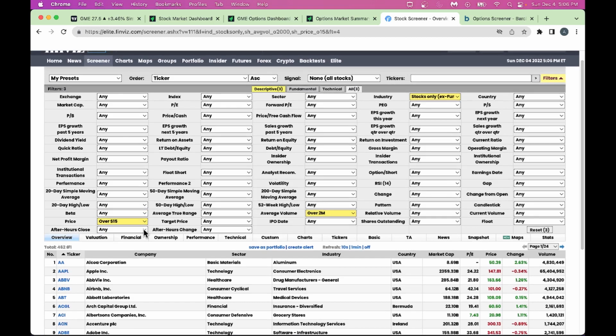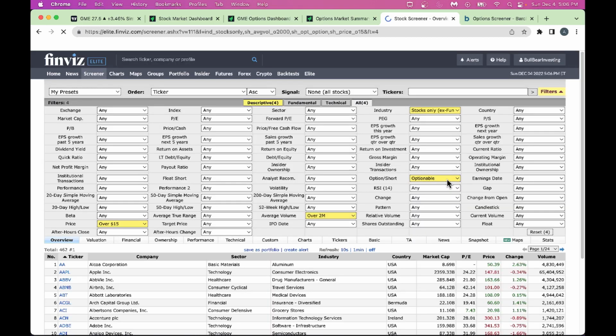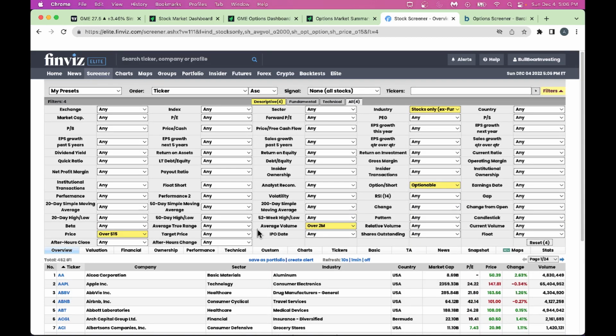Next, we'll go here and say we want to look at just the optionable stocks. Now look, it'll drop down. We're at 462, as you can see here. Still, it's humanly not possible to look at 462 stocks. But now we're in a good position here.